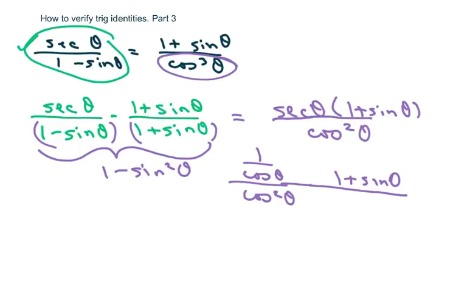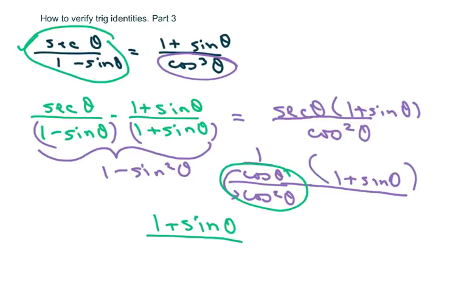Now, you can just multiply those two, and what you're going to get is 1 plus sine of theta over cosine cubed of theta. Again, we're trying to force it to look like that. So I'm just rewriting that as 1 over cosine, and then simplifying there.